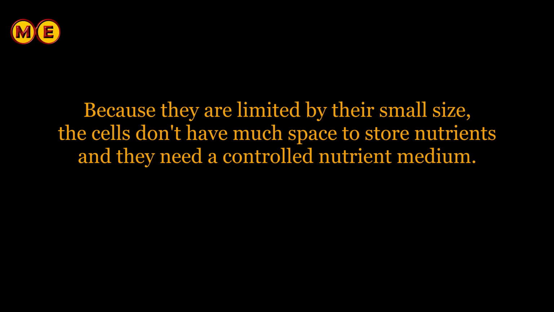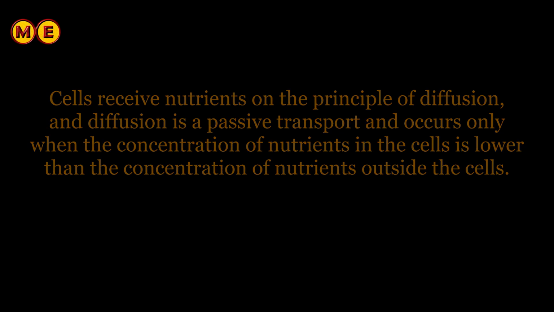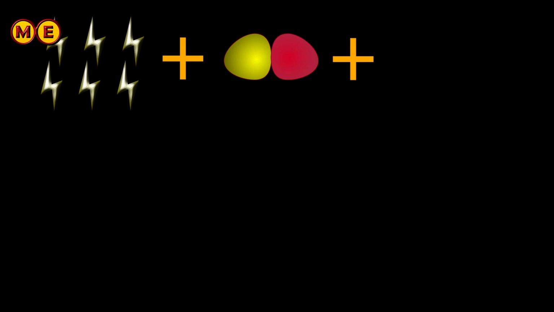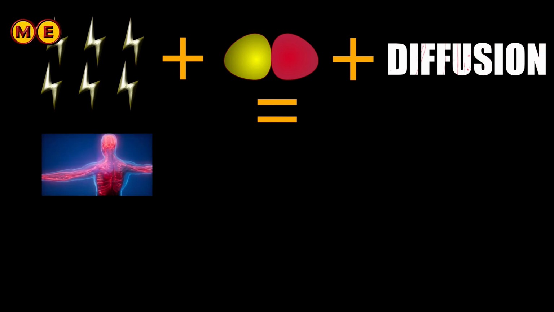And the last thing we have to take home is that the cells receive nutrients on the principle of diffusion. And diffusion is a passive transport and occurs only when the concentration of nutrients inside the cells is lower than the concentration of nutrients outside the cells. So that way, the need of energy, the small size of the cells, and the passive transport of nutrients determine the way we evolve. Because of these three requirements, we have a variety of organs and systems.